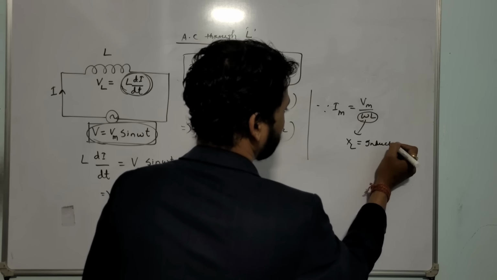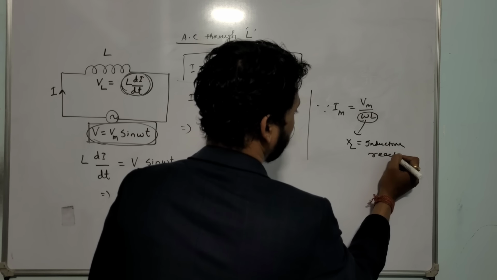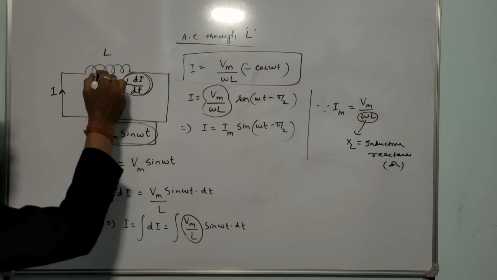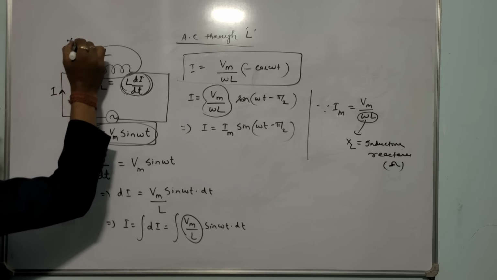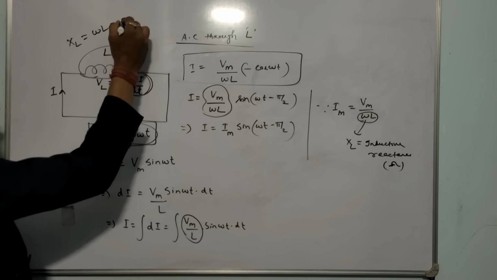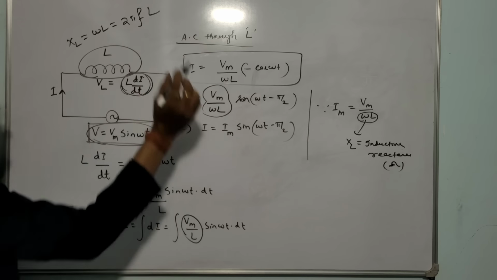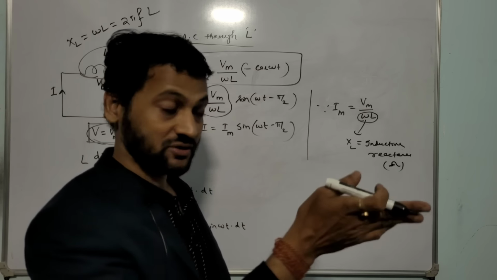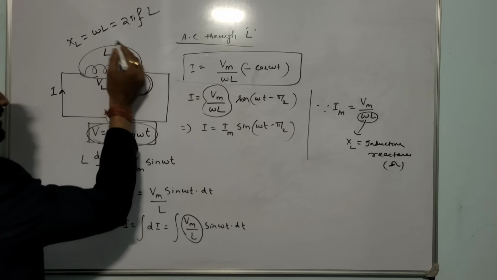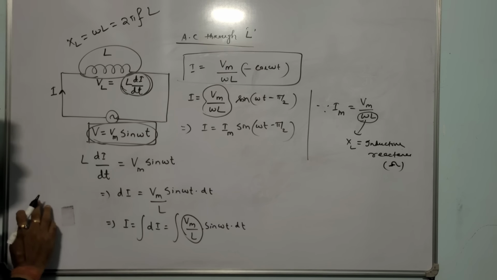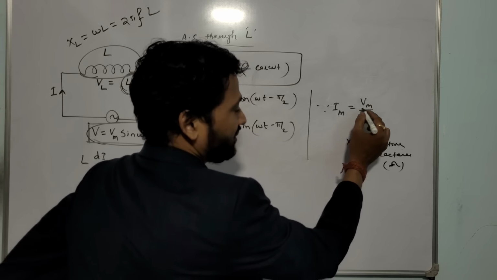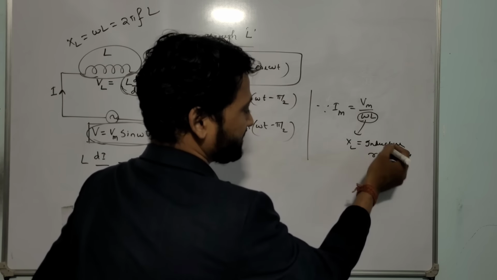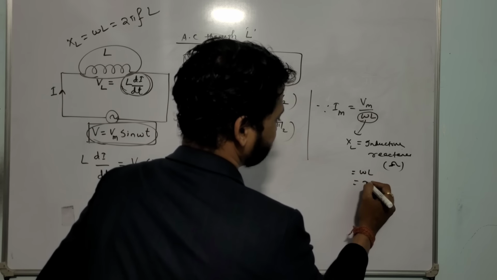Inductive reactance. Remember this important point. What is the unit? Ohm. It is a kind of opposition. The opposition offered by this circuit is XL, which is omega L. What is omega? 2 pi f into L. Remember, XL is the inductive reactance, the opposition offered by the inductor which opposes the flow of current. Yes or no? So Im is Vm upon XL. XL is the inductive reactance, which is omega L.